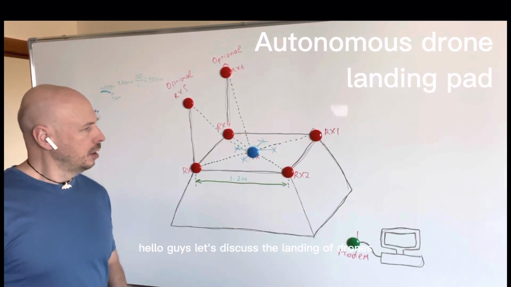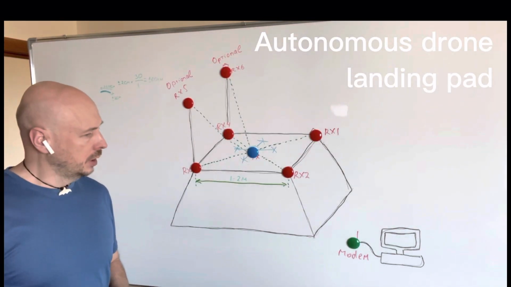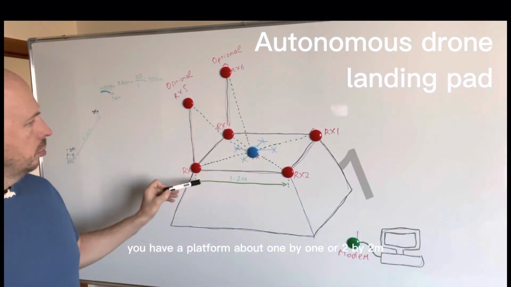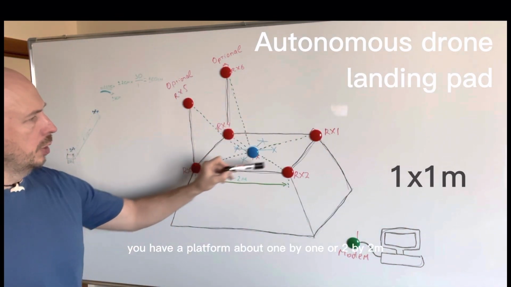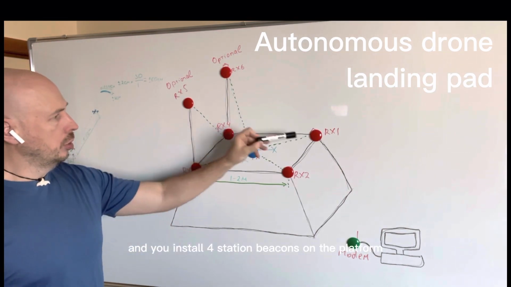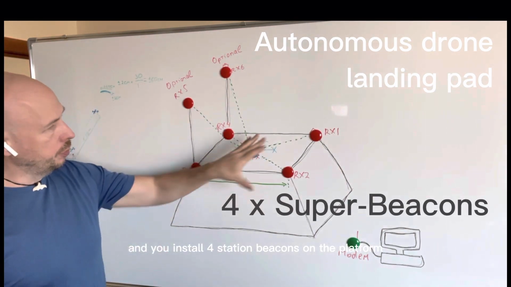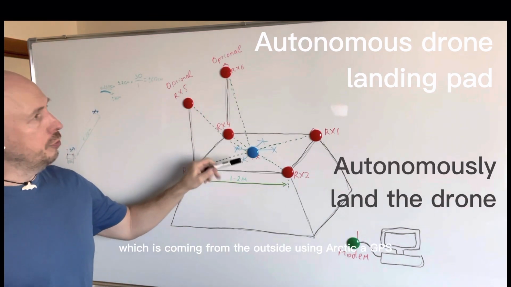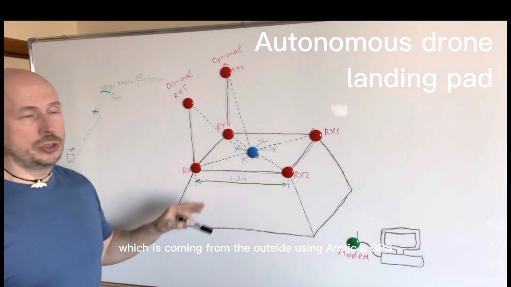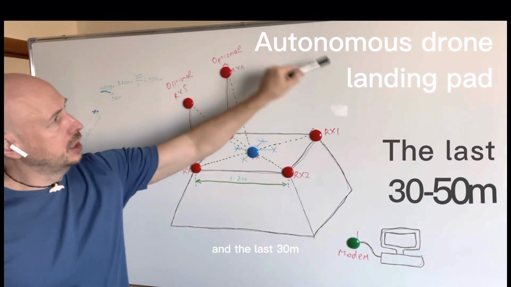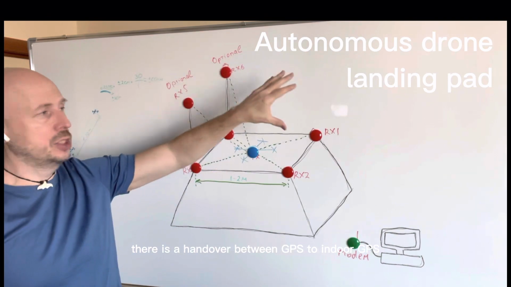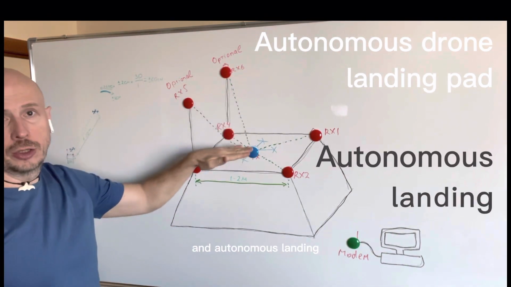Hello colleagues, let's discuss the landing of drones. The task is very simple. You have a platform about 1 by 1 or 2 by 2 meters, and you install 4 station beacons on the platform. And you want to land the drone, which is coming from the outside using RTK GPS, and in the last 30 meters there is a handover from GPS to indoor GPS and autonomous landing.